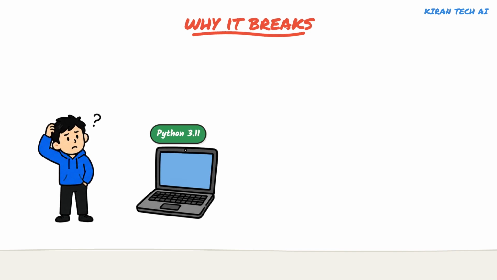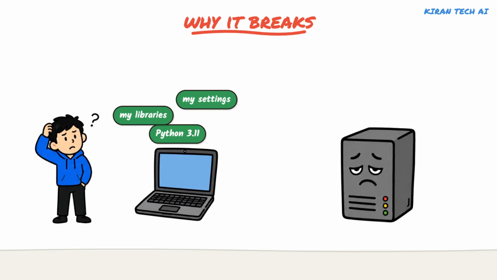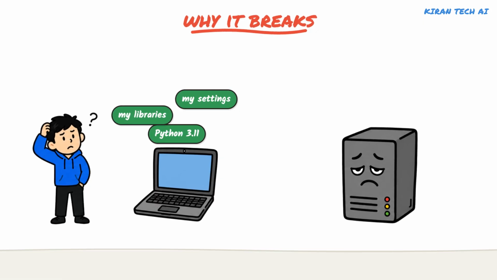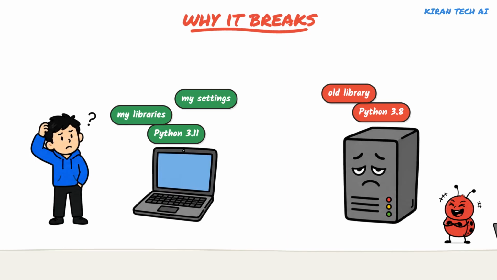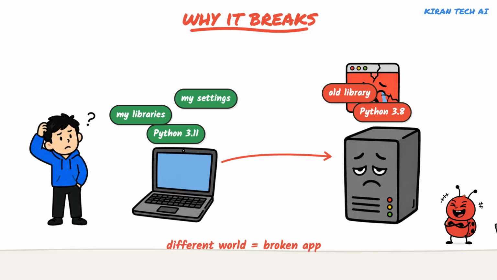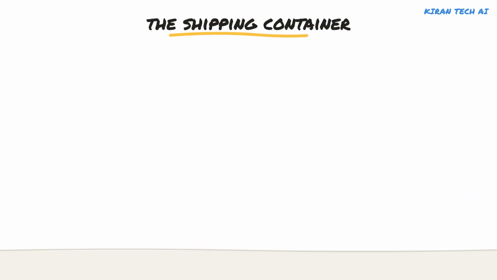See, an app is never just code. It also needs an exact Python version, exact libraries, and exact settings. Kiran's laptop has one particular setup. The server, a completely different one. Python 3.8 instead of 3.11, one outdated library. Honestly, that's all it takes. Different machine, different world. So the poor app just falls over. That's the real problem. Now the fix comes from a very old idea.